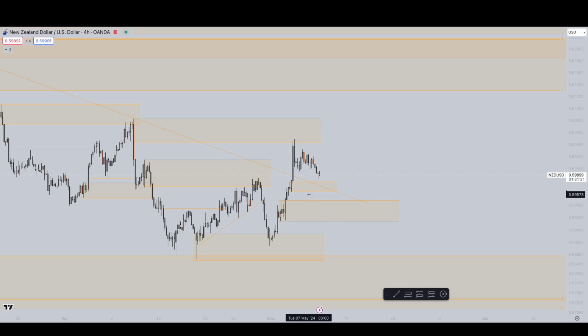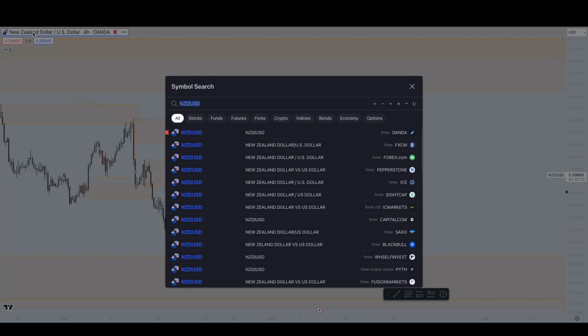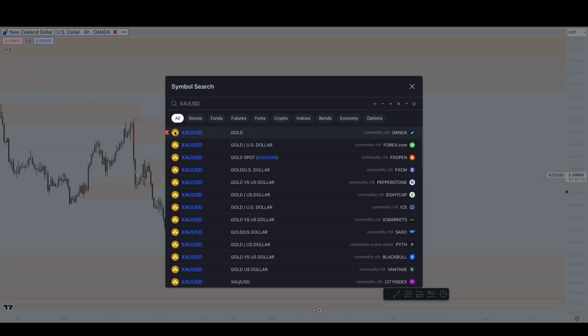If I see some kind of lower time frame reversal inside of this zone, I might take a quick day trade there. But for now, I'm just watching it until we reach those zones basically. Now let's go to gold.